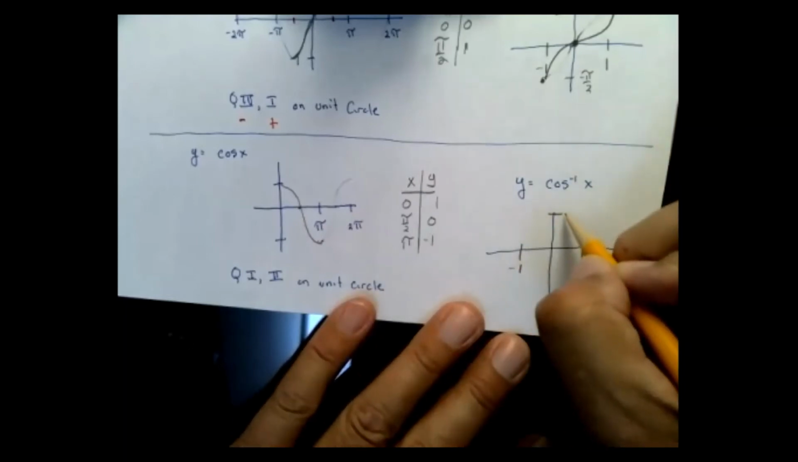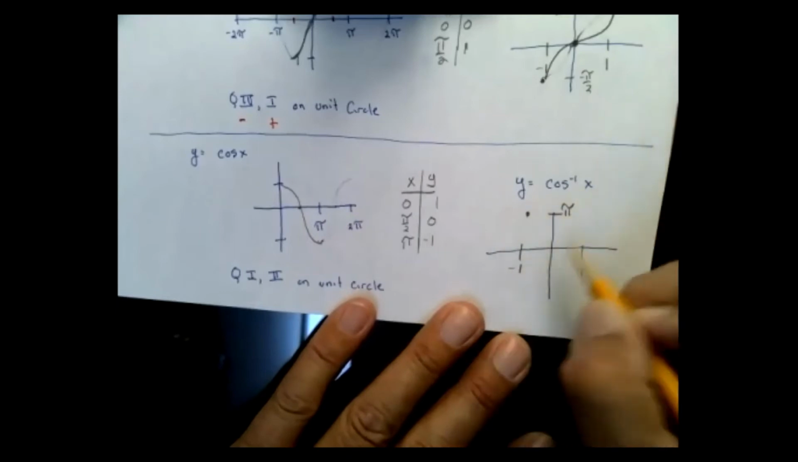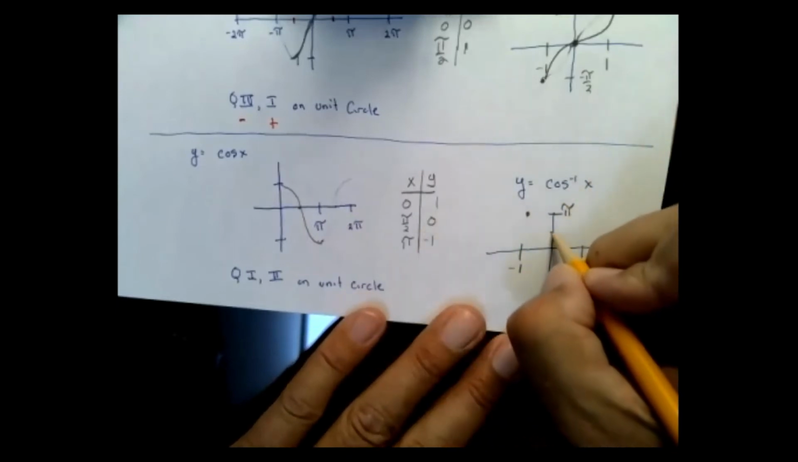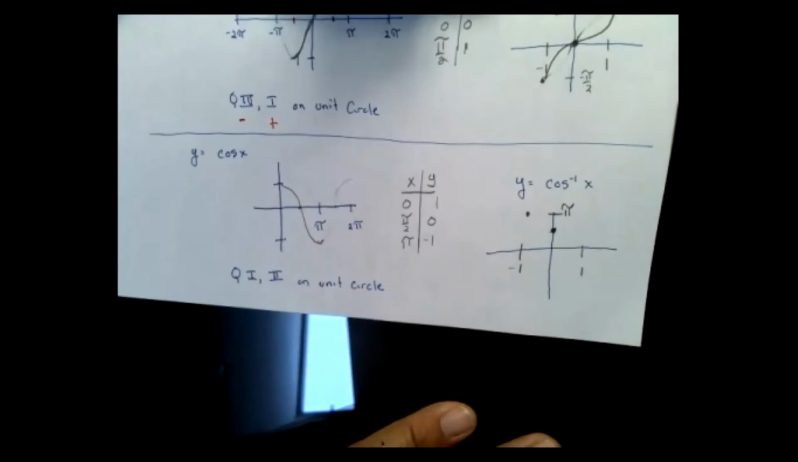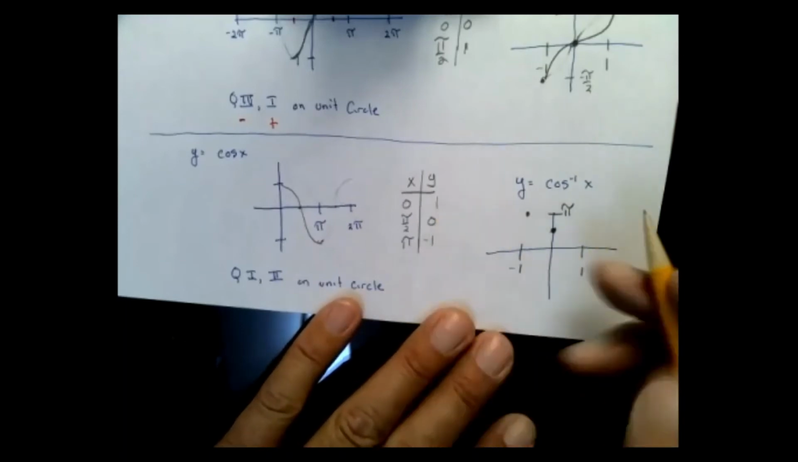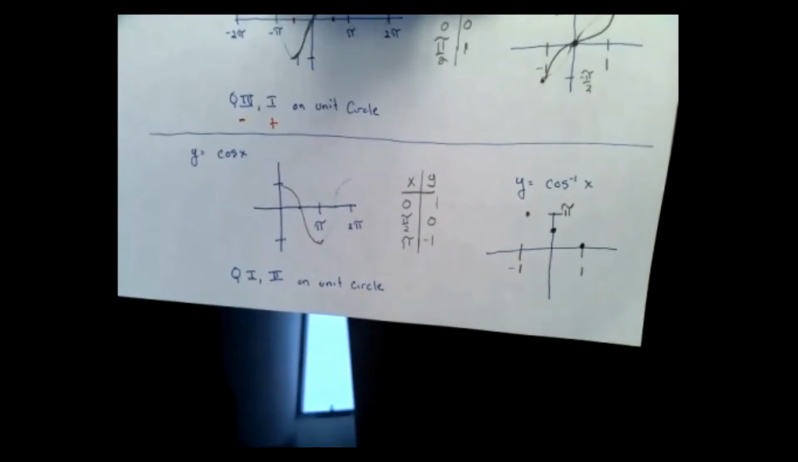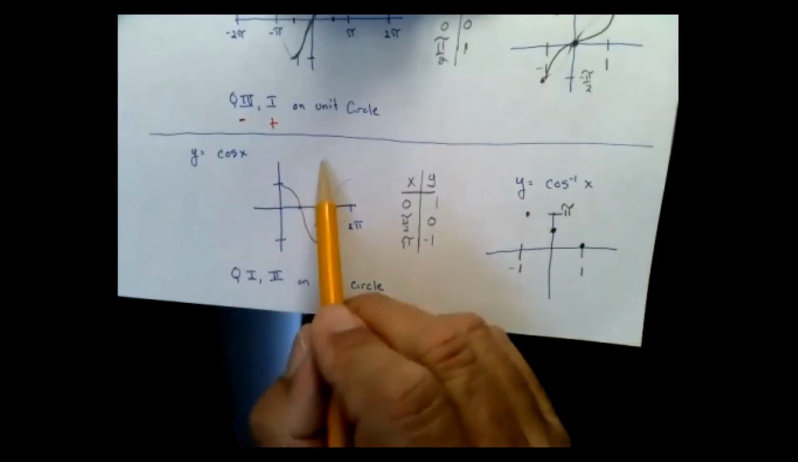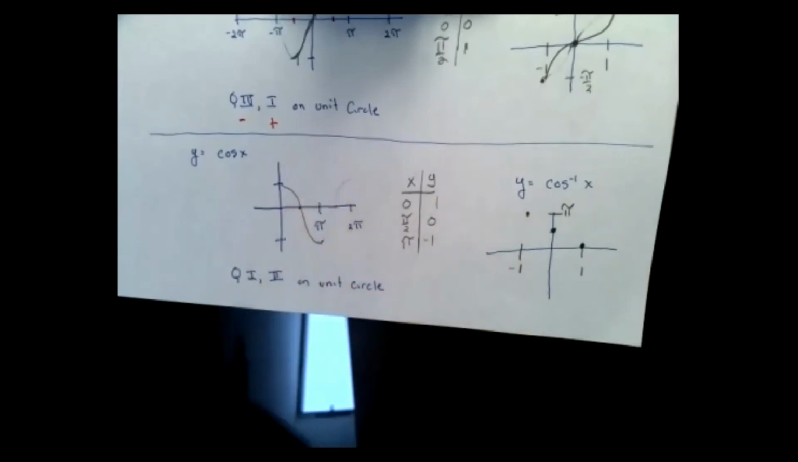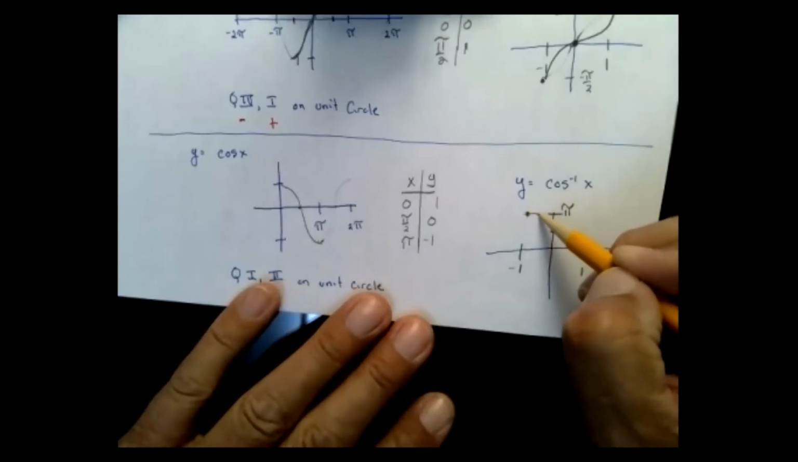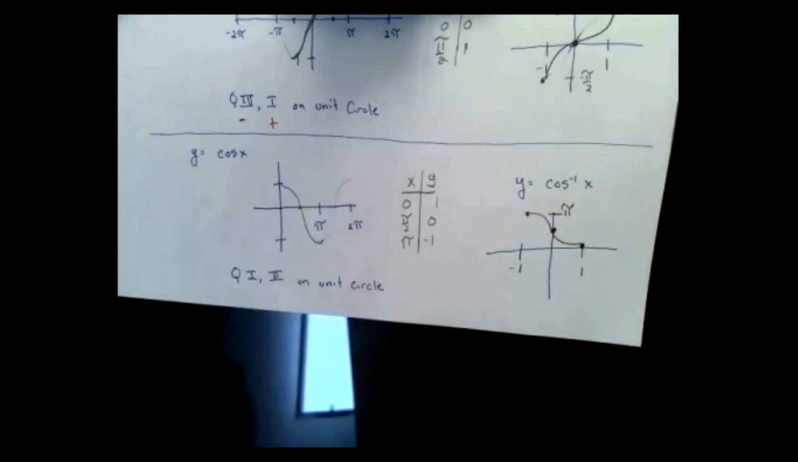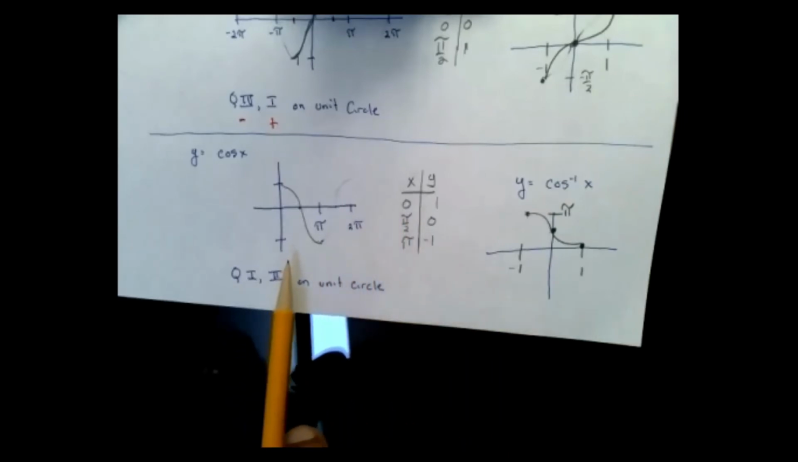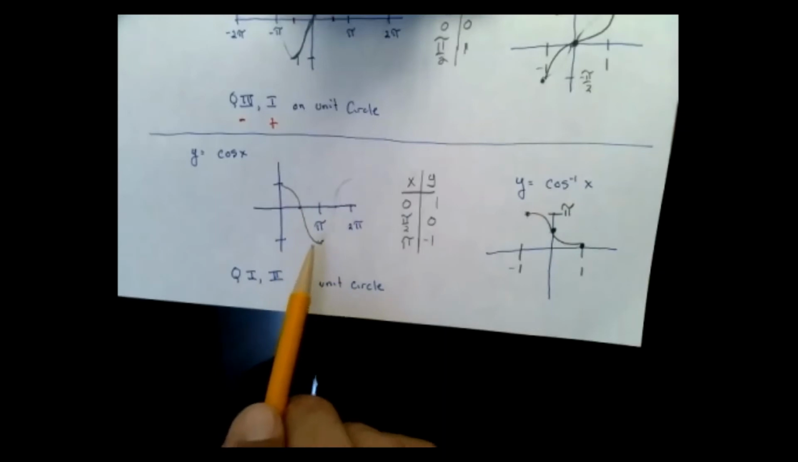At -1, I'm up at pi. At 0, I'm at pi over 2. And at 1, I'm at 0. So again, if I drew the line y equals x and flipped it, that's what I would get here. And I think this one goes something along the lines like this. Then if I picked more values. Now, the most important thing is right here.